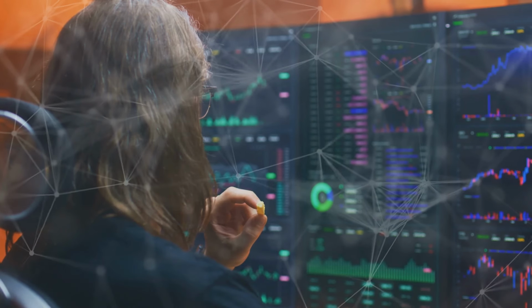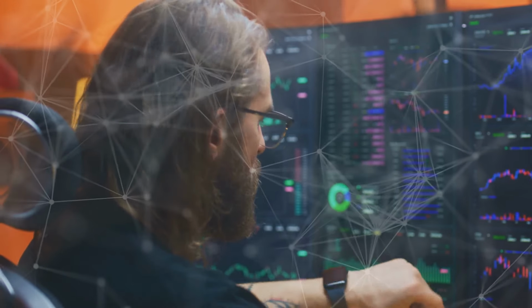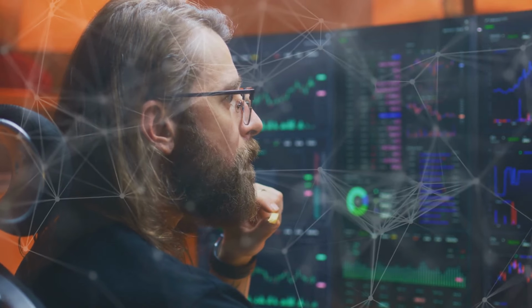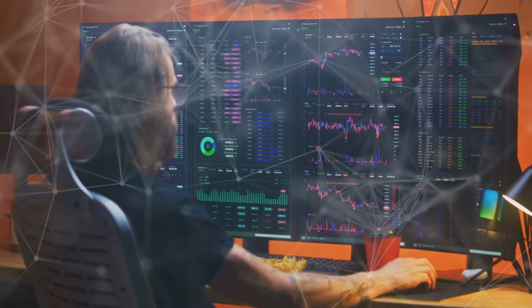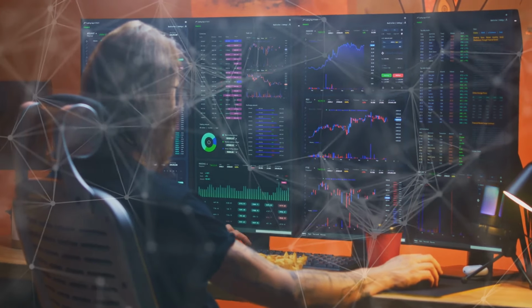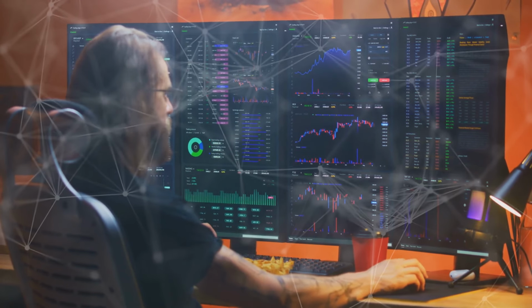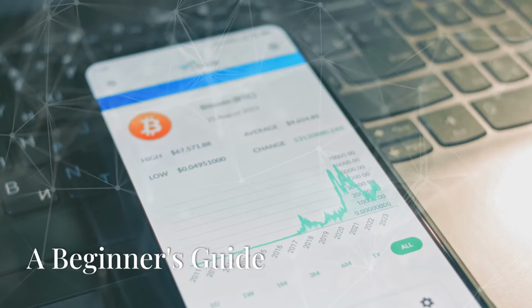By integrating volume analysis with other technical indicators and chart patterns, traders can develop a more comprehensive understanding of market dynamics. This holistic approach enhances their ability to make informed trading decisions, ultimately improving their chances of success in the volatile cryptocurrency market.